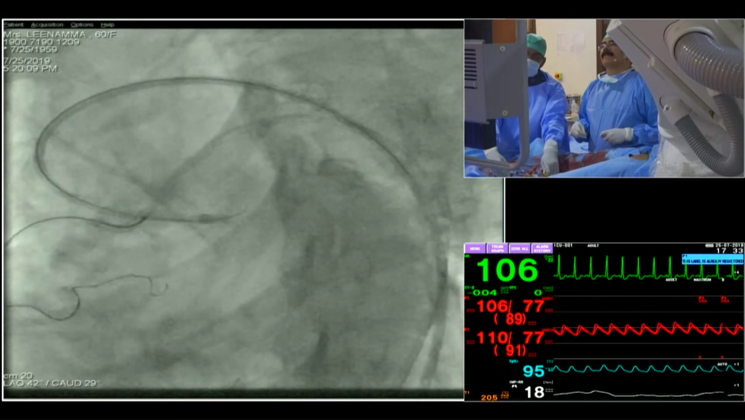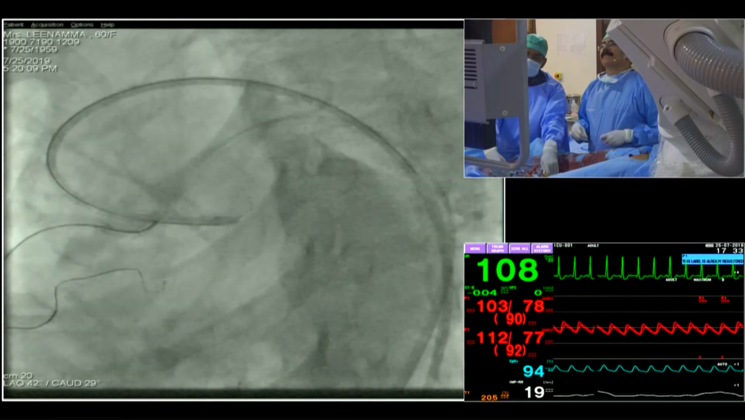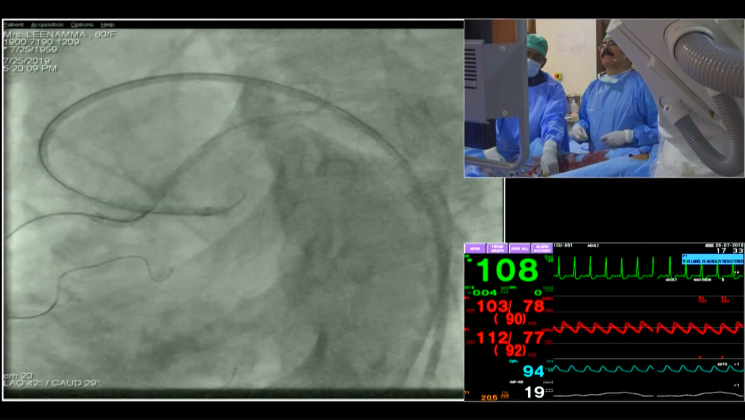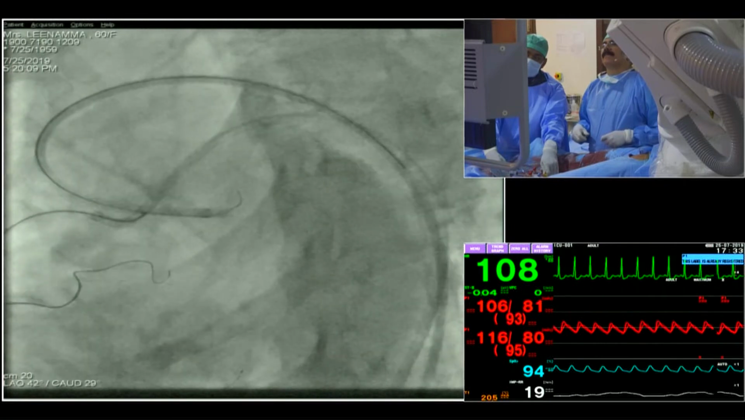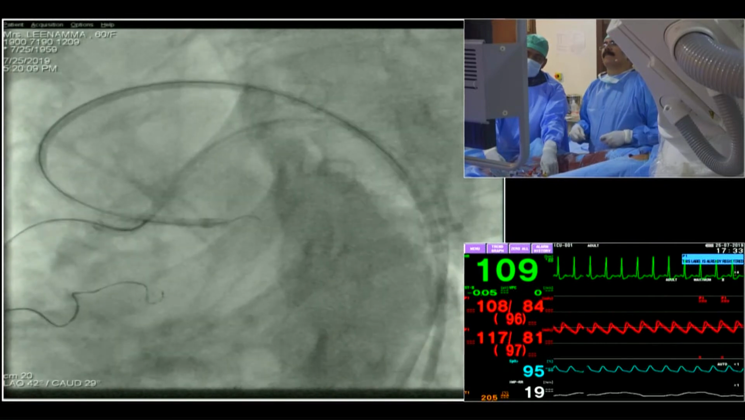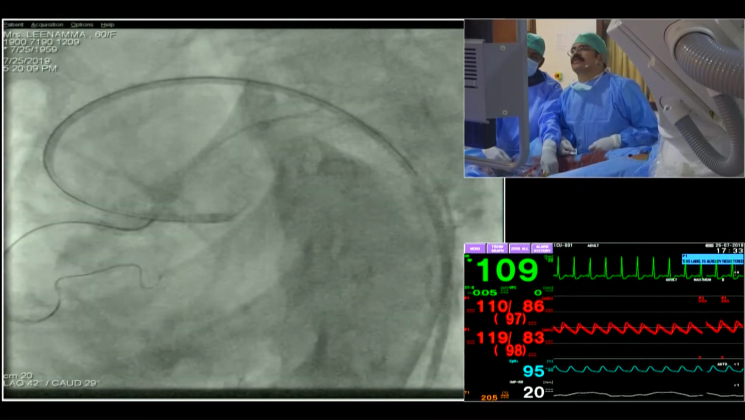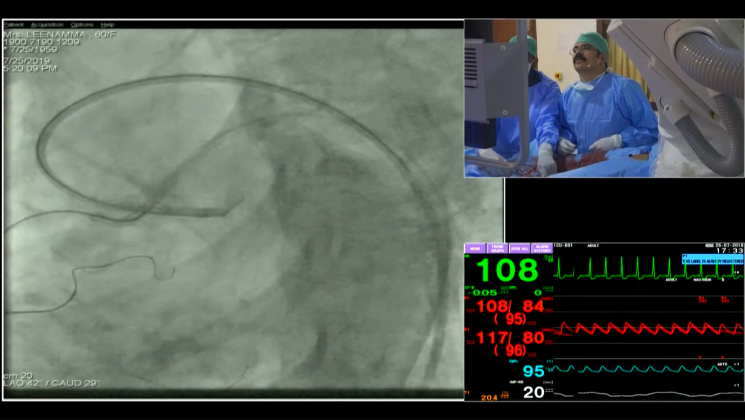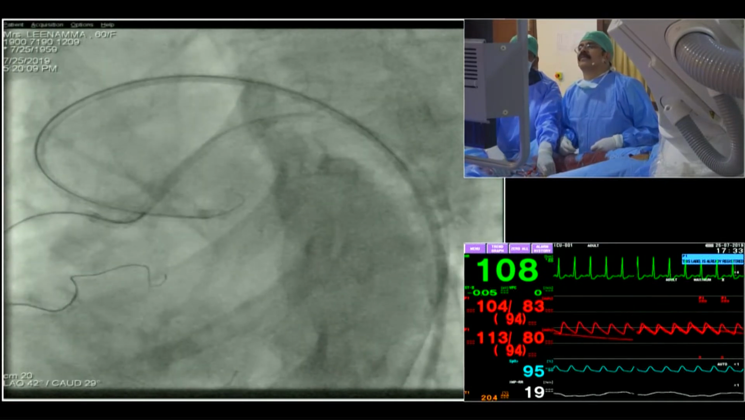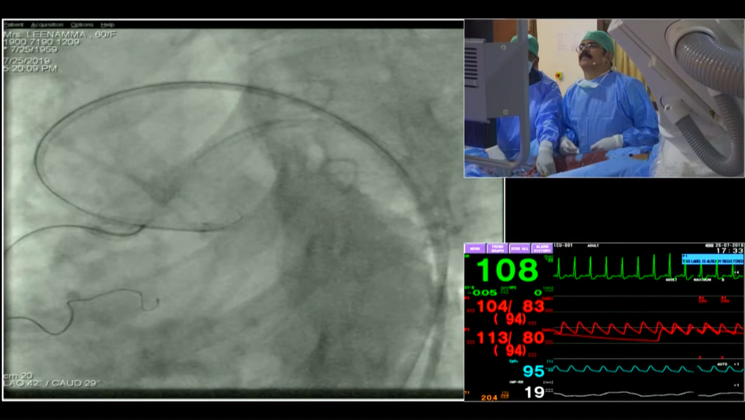So sometimes it can be a problem if the position of the tip is actually going towards the LCX when you have to tackle the LAD. But I think that some kind of manipulation may help. So if this doesn't go, options are change the guide to EBU 3.0 or use another wire to help engage the lesion, get the microcatheter in, and then switch to the XTR.